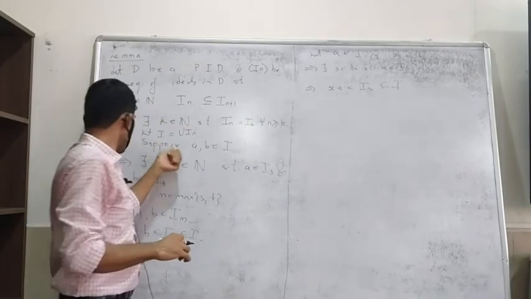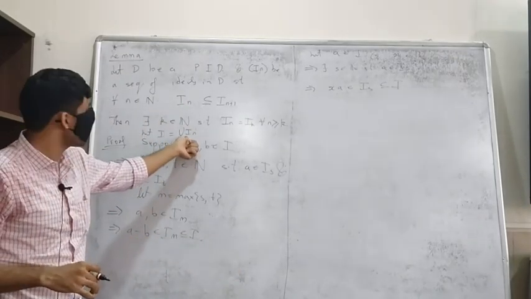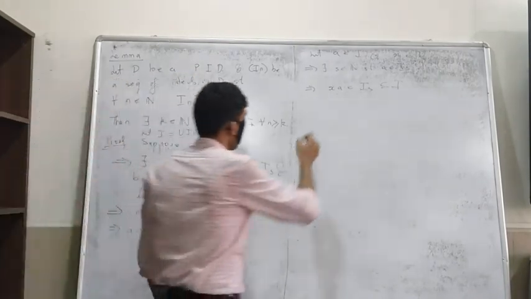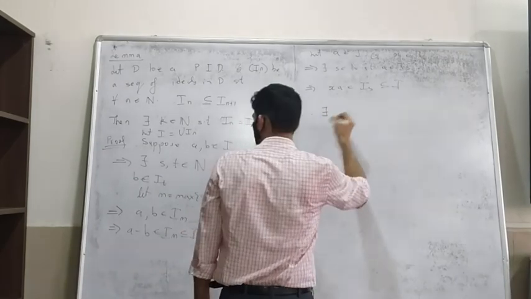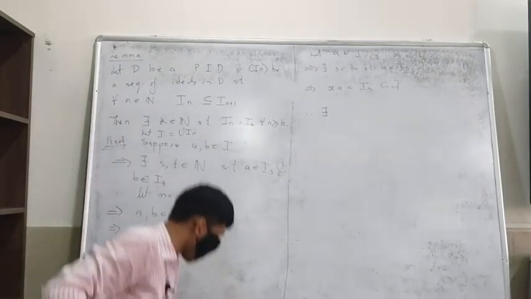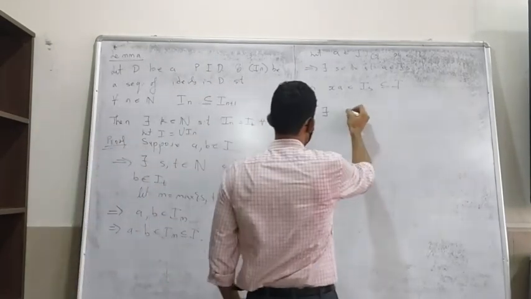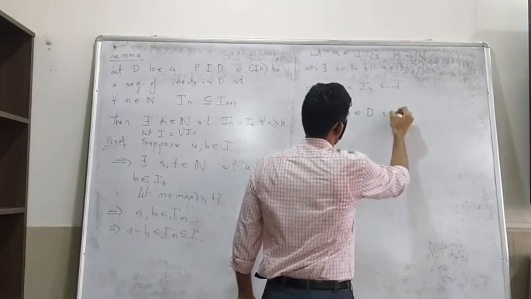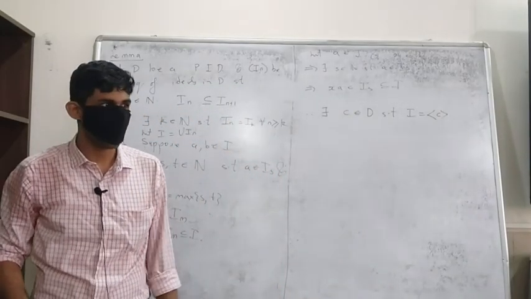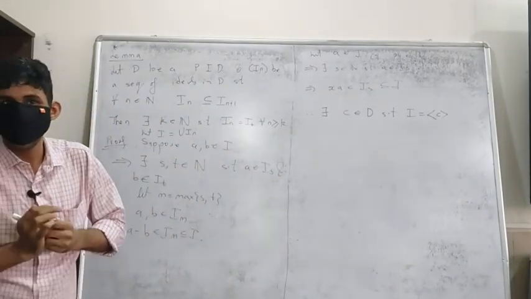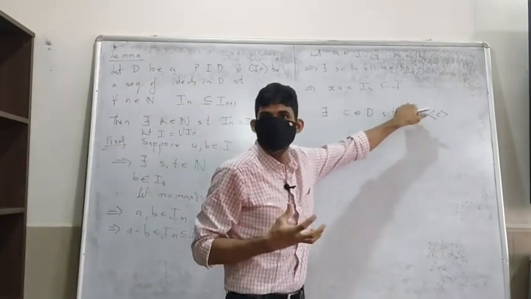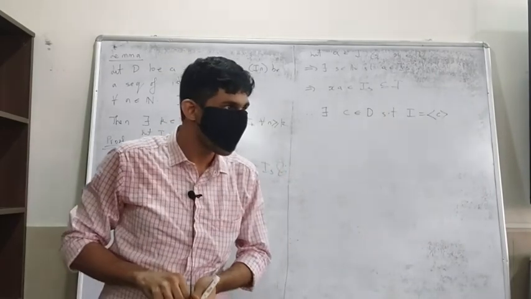So once you show that the union is an ideal, then what do we know? This is a PID, therefore it should be generated by a single element. So there exists some, I have used up A, so now I have to take something else, some C in D such that I is generated by C, because we are working in a PID. Now what happens? Anyone can see? We have the union is generated by a single element. So what's going to happen?